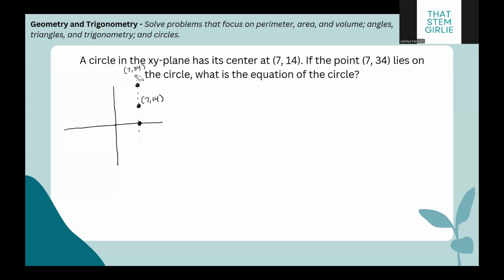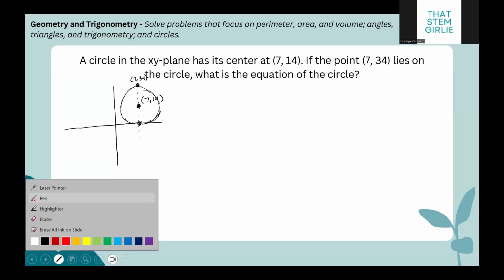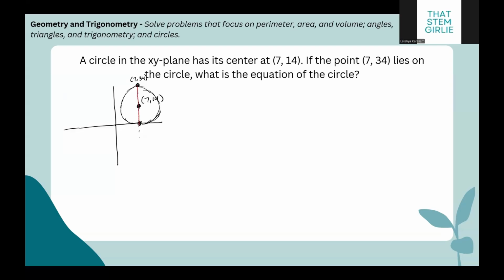This isn't very even. Okay. Here is 7 comma 34, which means that this is something like what your circle is going to look like. Not perfect, but the important bit to notice here is that this is the diameter, right? This part is the radius, right? Okay. So what is the equation of the circle? If you don't know, the equation of a circle is x minus h squared plus y minus k squared equals r squared.